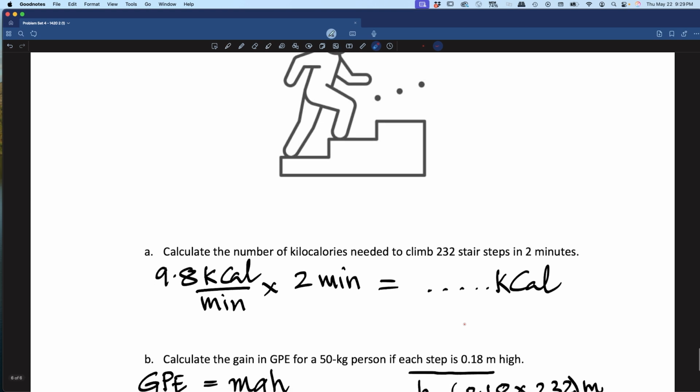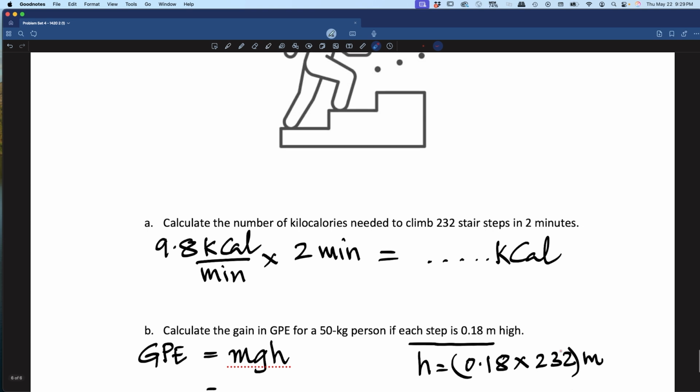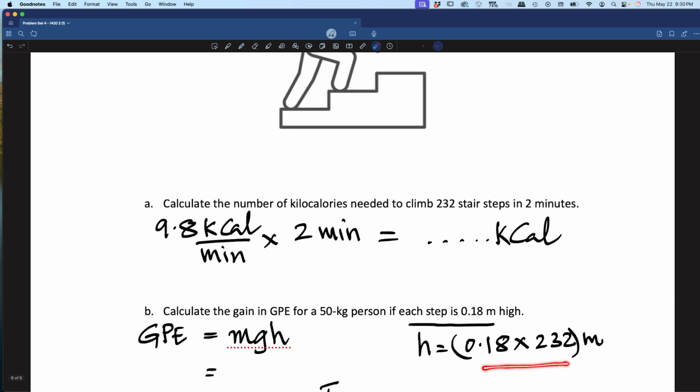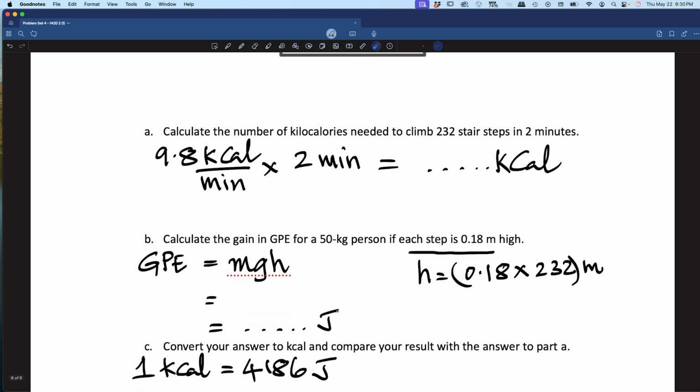B part, calculate the gain in gravitational potential energy for a 50 kilogram person if each step is 0.18 meter high. How many steps are there? 232. Each one is 0.18 meter high. So to get the total height, you multiply 0.18 with 232. Does that make sense? Once you get the height, you know the mass is 50, you know the value of g, plug that in, and you will get the gravitational potential energy in joules. And then you're asked to convert this to kilocalories, okay, which we know how to do.